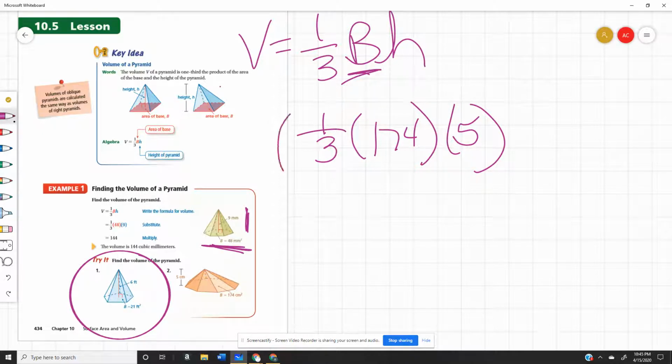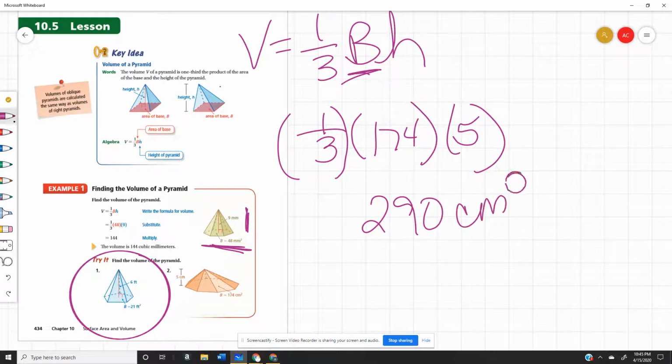I'm going to enter this into my calculator. Remember that 1/3 is nothing but a division problem. A fraction is a division problem. So I'm going to enter it into my calculator as parentheses 1 divided by 3, close parentheses, and then 174, and then 5. And my calculator gives me 290 centimeters cubed. So on that one, I just used the calculator, and I could have solved that a number of different ways.